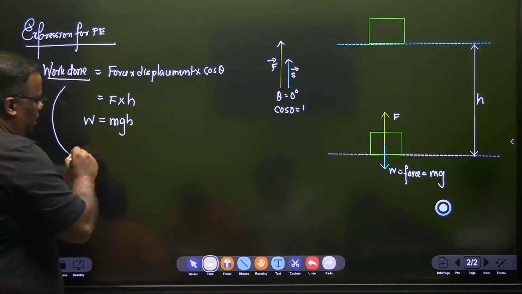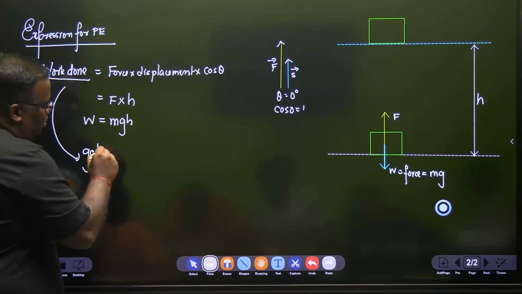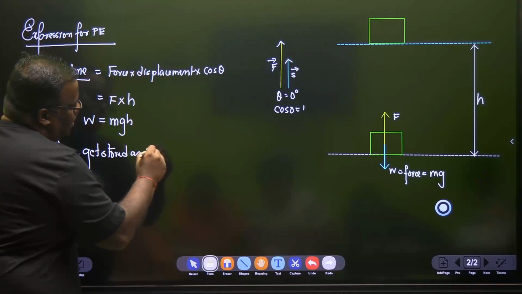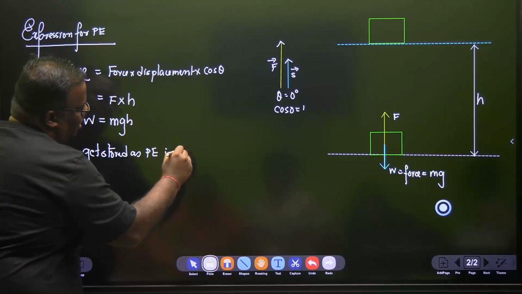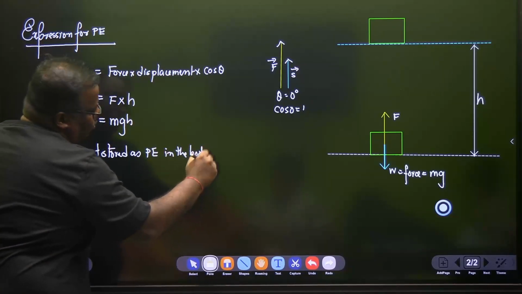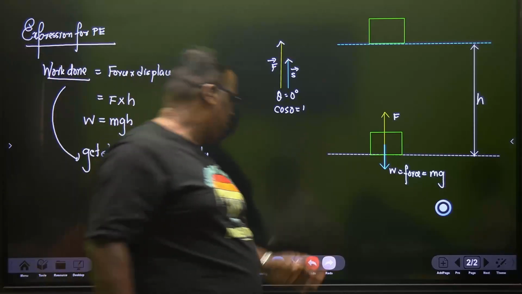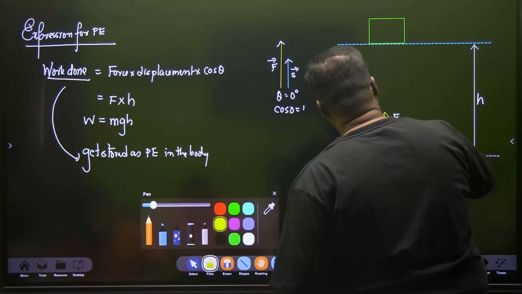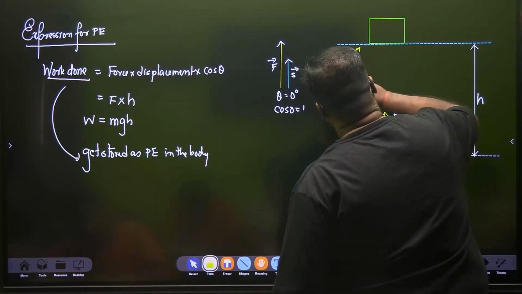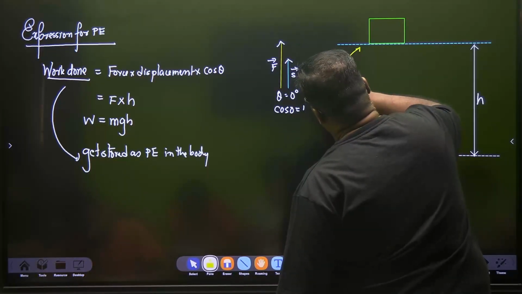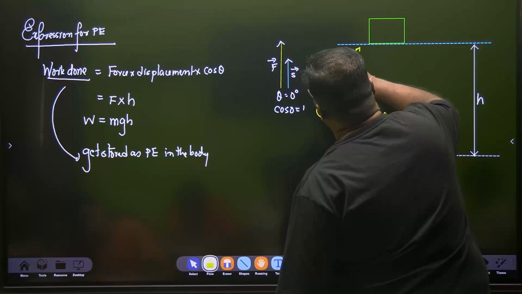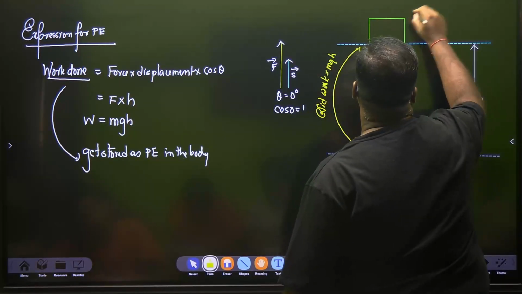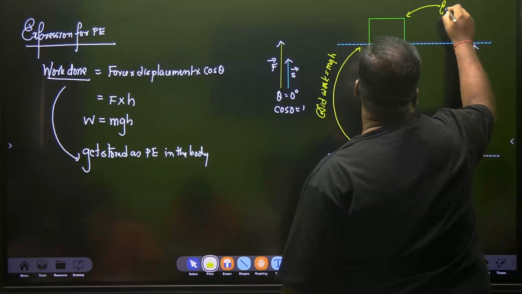And this work done gets stored as PE in the body, right? Now the question is to lift it from here to here. So see what I'm writing something now. To lift it from here to here, you did work, and this work was equal to mgh. Now once it has come here, it is energized.